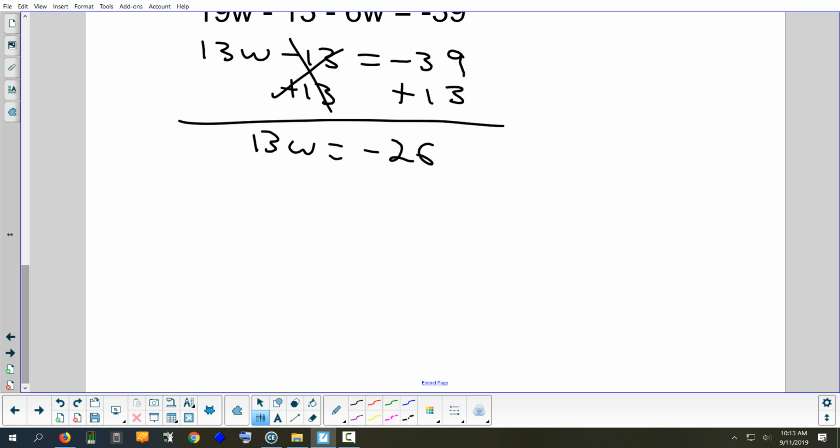So far, every problem today, including this one, you've gotten nice answers. So we're still going to get a nice answer here. Don't think you're wrong if you get a fraction. You're not necessarily wrong.